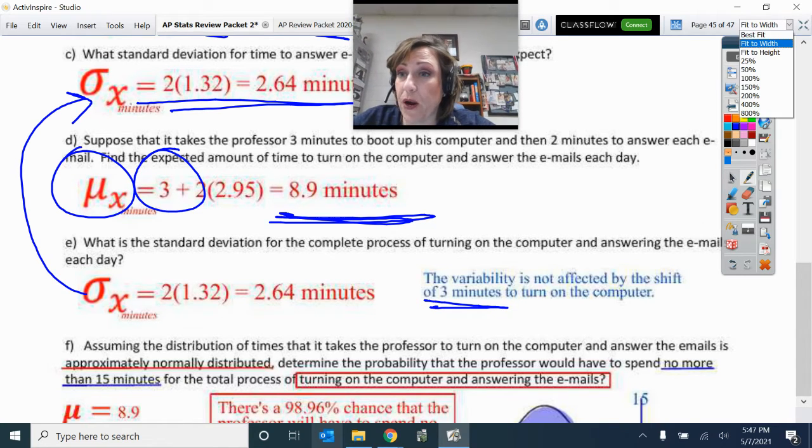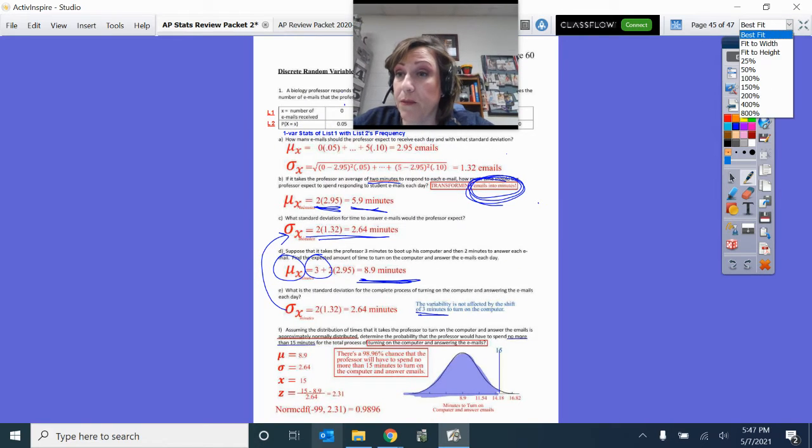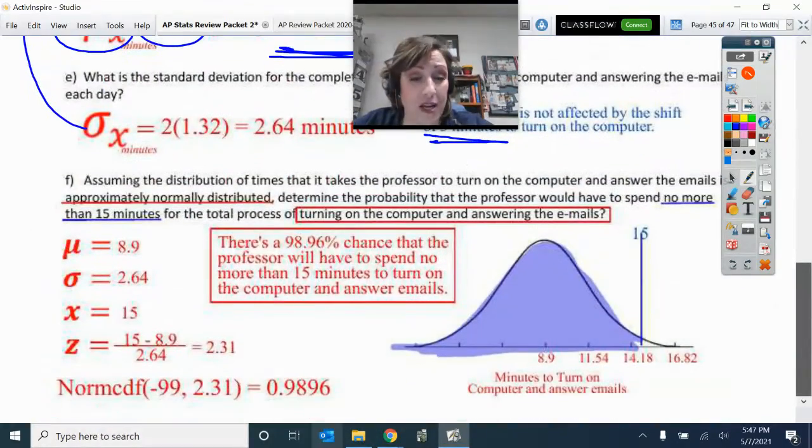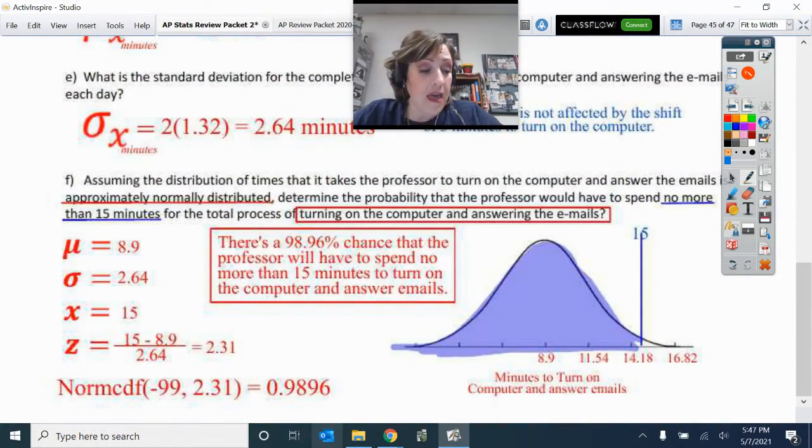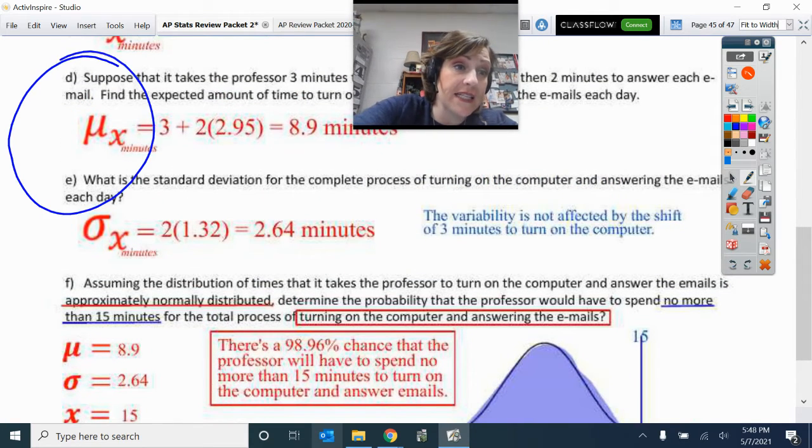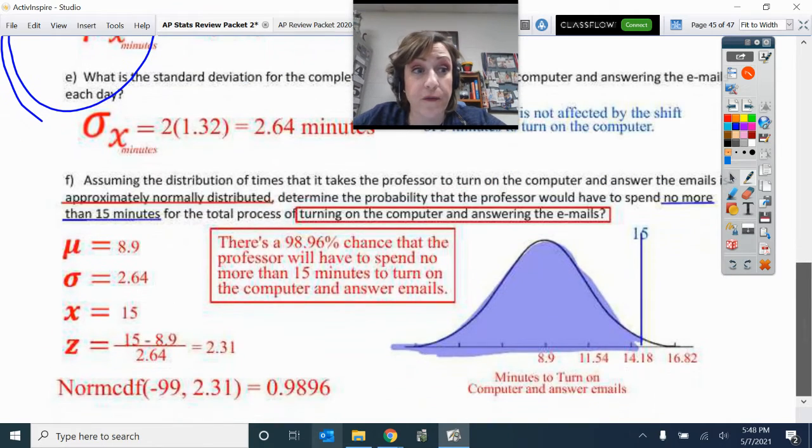All right, and then our last problem here, let's see what we have. Let me pull that out there. Now that we have the mean and the standard deviation, okay, so now we're taking this discrete situation and turning it into the normal model. So here we go. Assuming that the distribution of times that it takes the professor to turn on the computer and answer the emails is approximately normally distributed, okay? Determine the probability that the professor would have to spend no more than 15 minutes, so that's 15 minutes or less, for the total process of turning on the computer and answering emails. So that indicated to me that I was going to be using the mean and standard deviation from D and E.